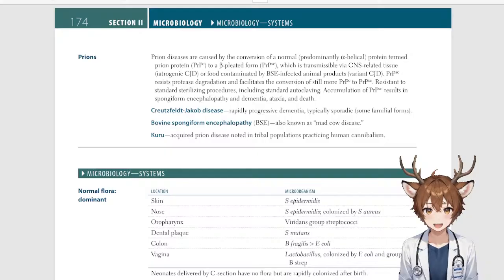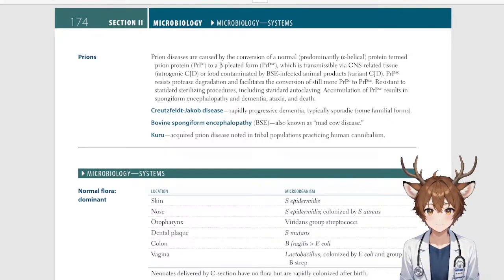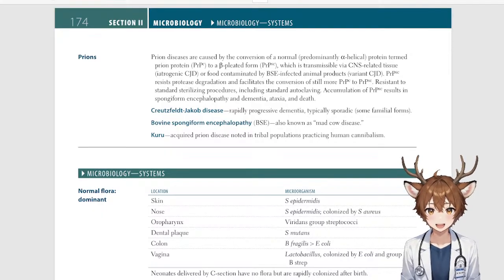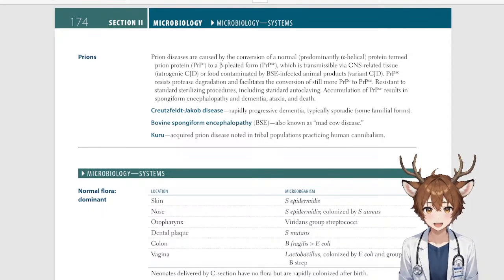Today we'll be covering the last two sections of the microbiology chapter from the First Aid for the USMLE Step 1 textbook, the 2025 edition. Again, I'm reading from the 2025 edition. The book that you see behind me on the screen is the 2017 edition, which is largely the same content, but there will be some variations.